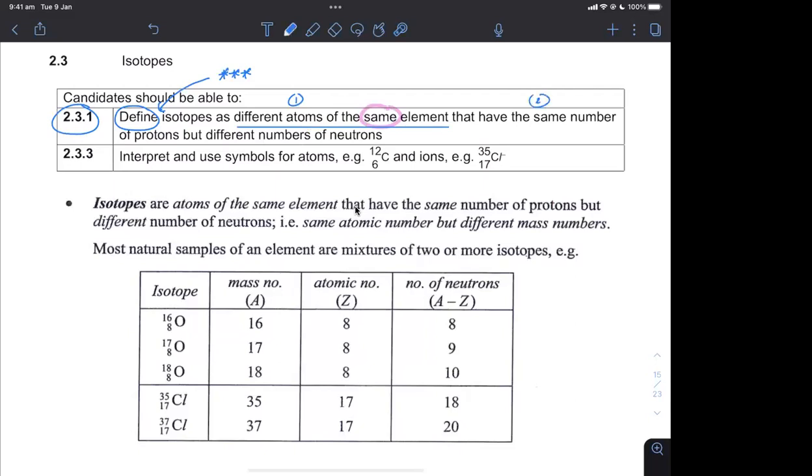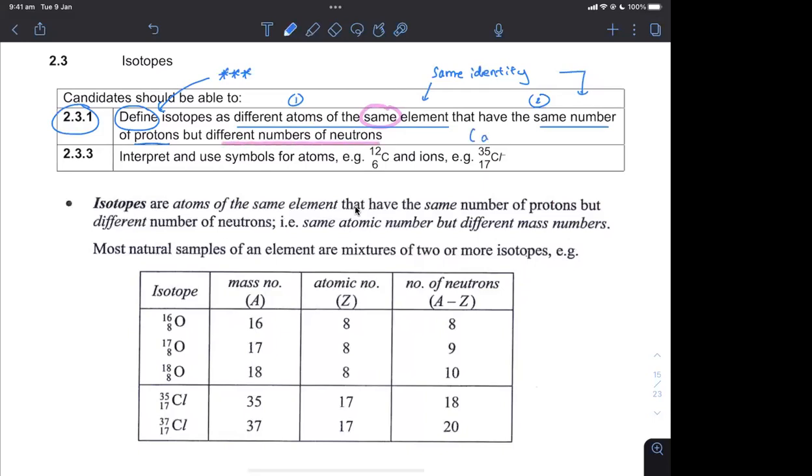If you are the same element, that means you have the same identity. The identity of an element is basically the proton number, or what you call atomic number. Each element in the periodic table has a very specific proton number. So if your proton number is different, your identity is different, your element is going to be different. But if you have the same element, you must have the same number of protons and therefore the same identity of the element. But what is different about isotopes is basically a different number of neutrons.